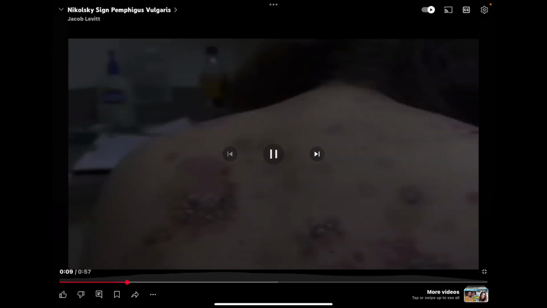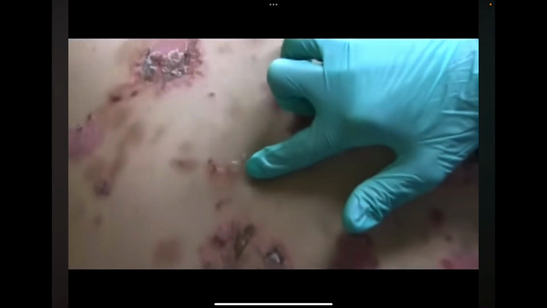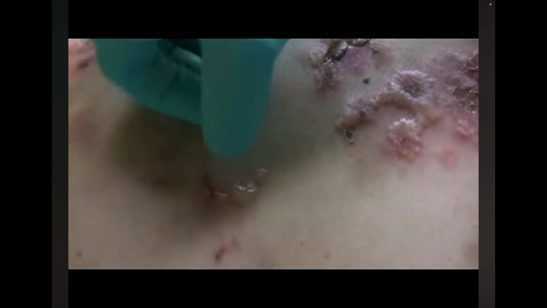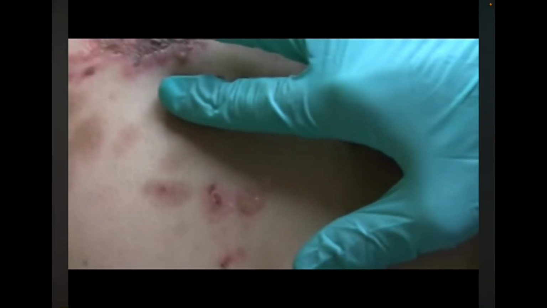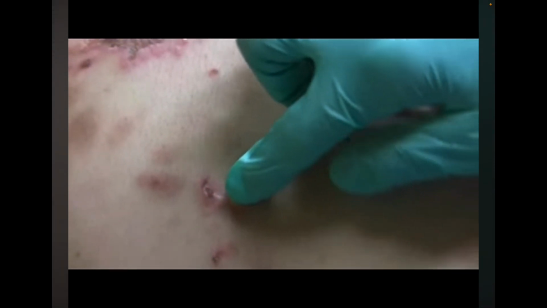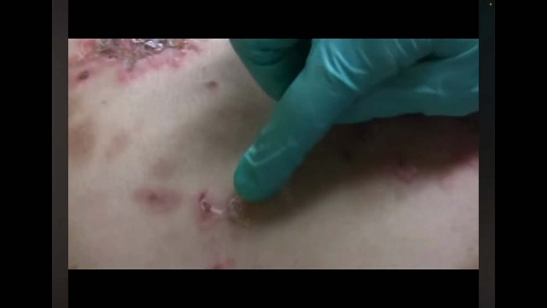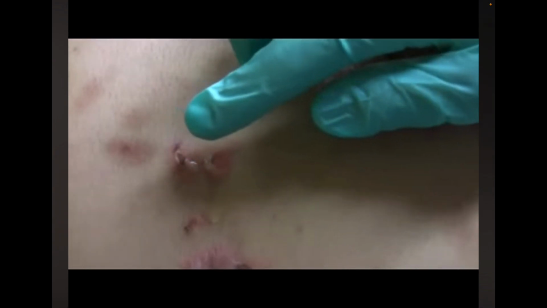A blister here. Okay, so you see a blister here. This is a shallow blister of pemphigus. And if you push on it, we're seeing a negative Asboe-Hansen sign because the blister is not extending. But if you push on it, you see this is Nikolsky sign. And basically it's a pop blister.